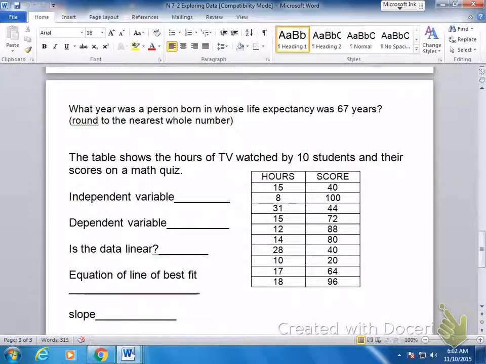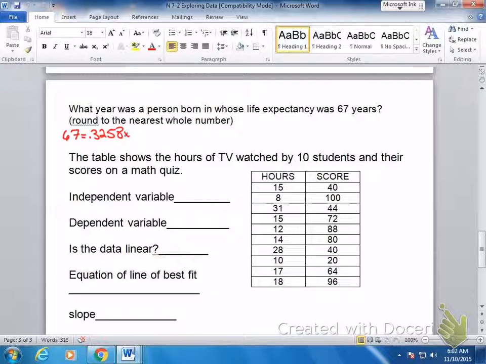Our last problem on this one says, what year was the person born whose life expectancy was 67 years? And it says round to the nearest whole number. Now, this isn't giving us our X value. It's giving us a Y value. So we're going to plug in 67 for Y, and then we're going to have to solve for X.